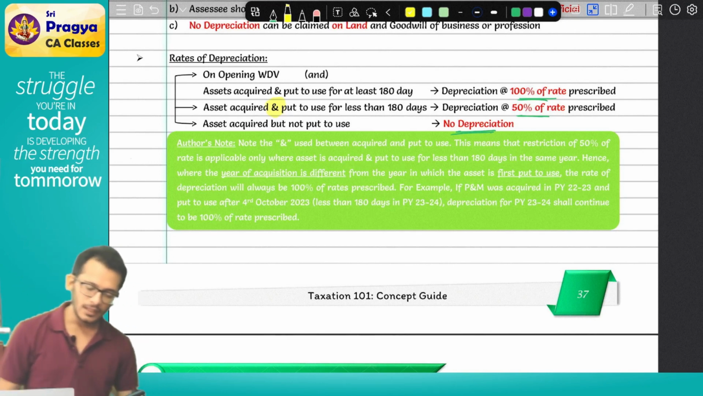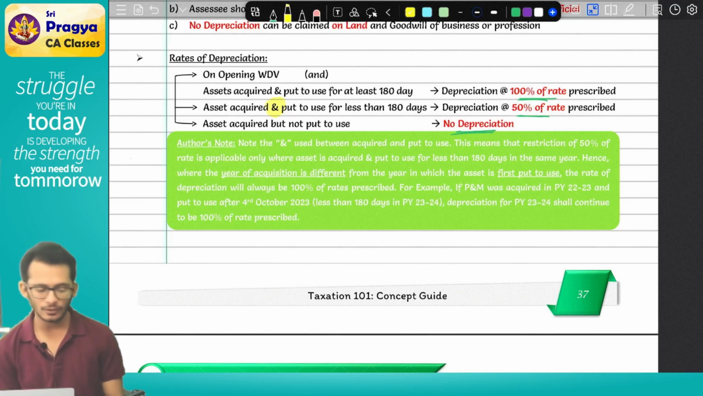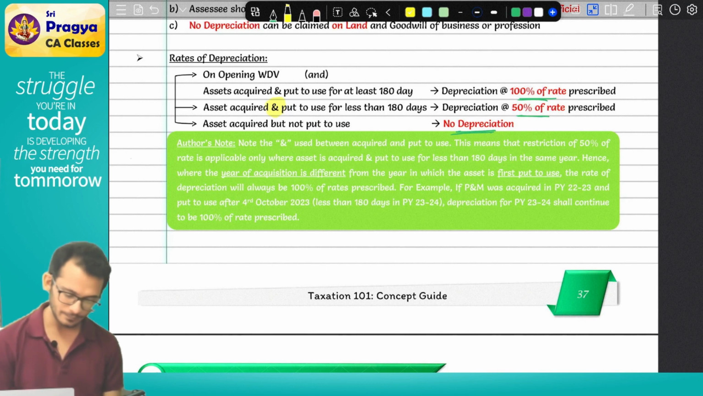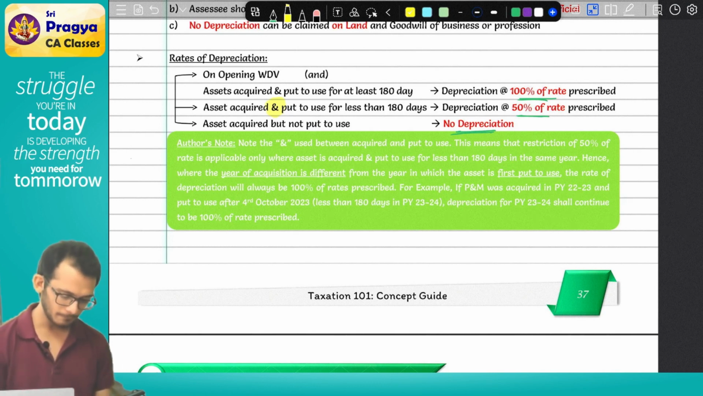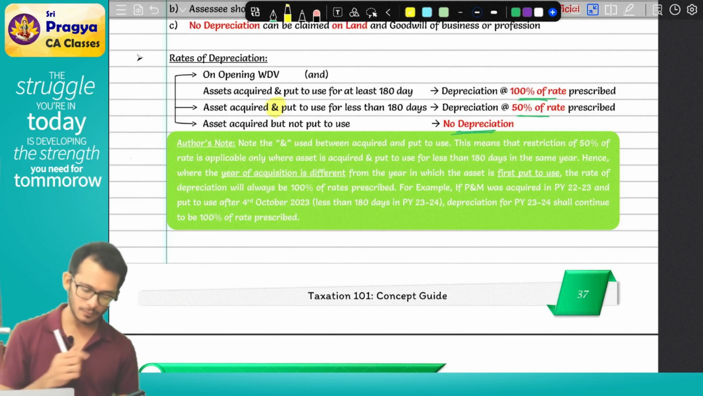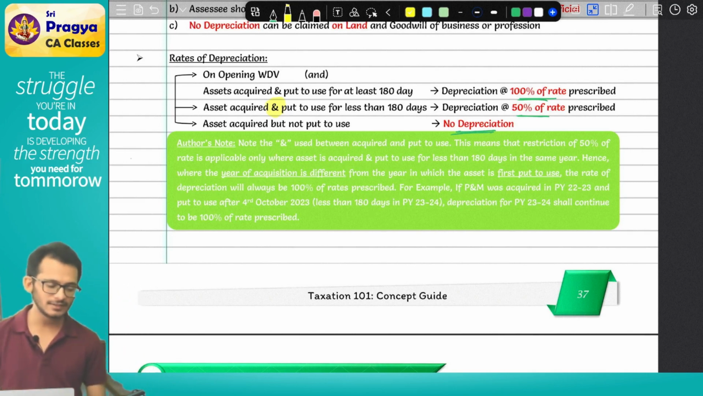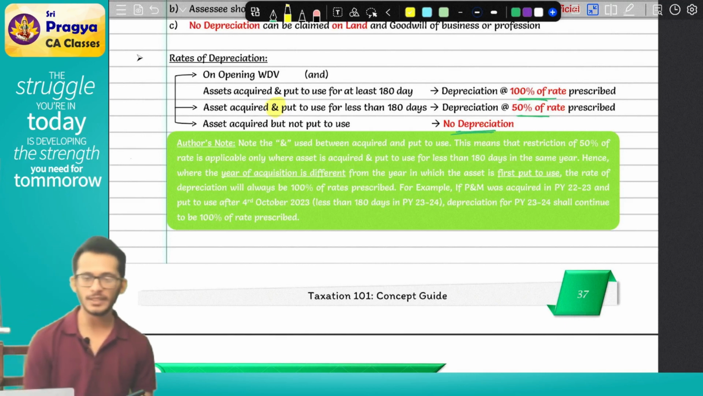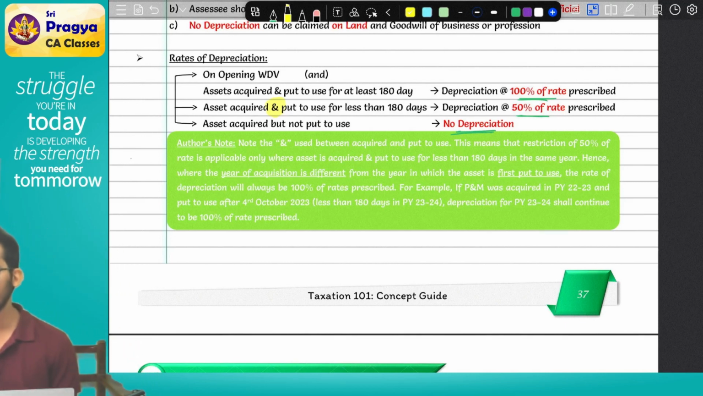For example, if the plant and machinery was acquired in 22-23 and was put to use after 4th October 23, which is less than 180 days in the previous year 23-24, the depreciation will continue to be 100% of the rate prescribed and will not jump down to 50%.